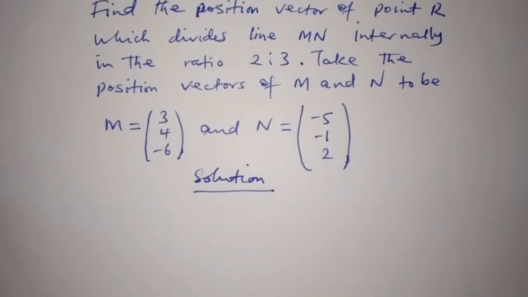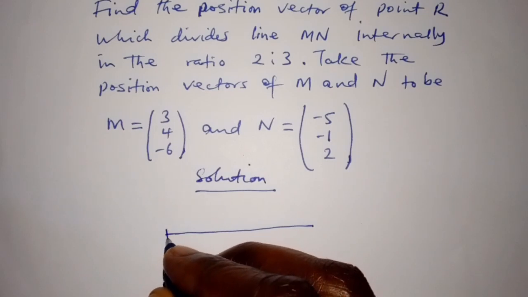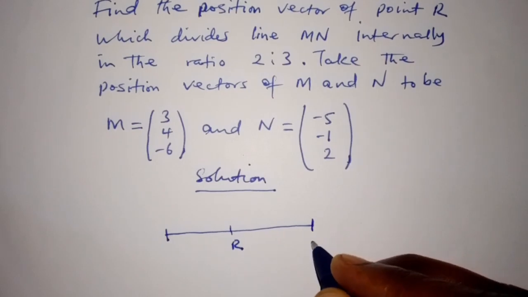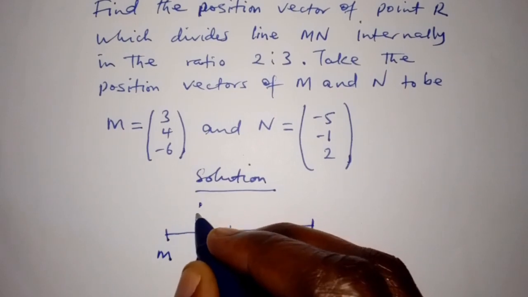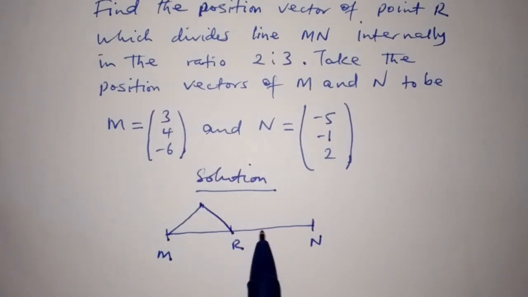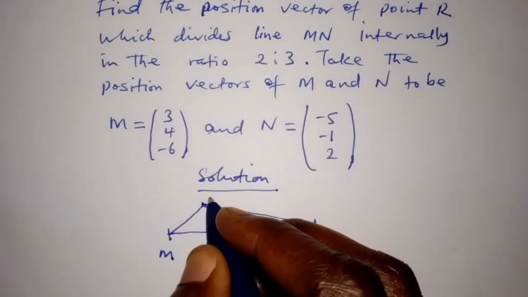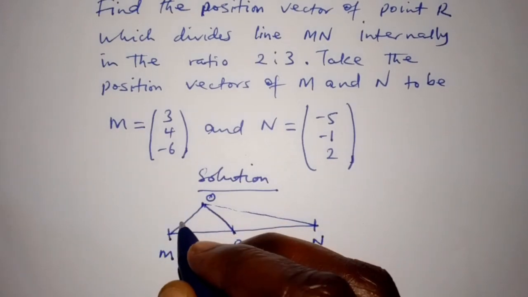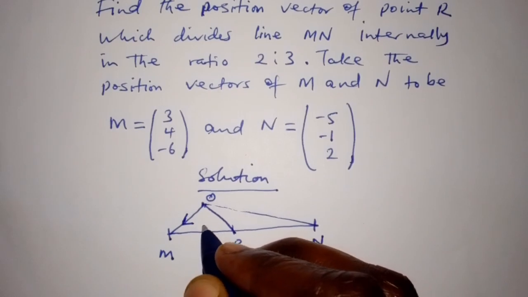We can draw a sketch like this. This is the origin. This is vector OM, vector MR.